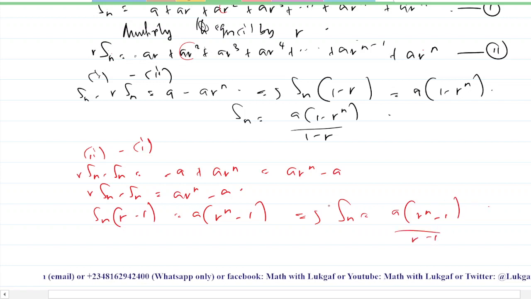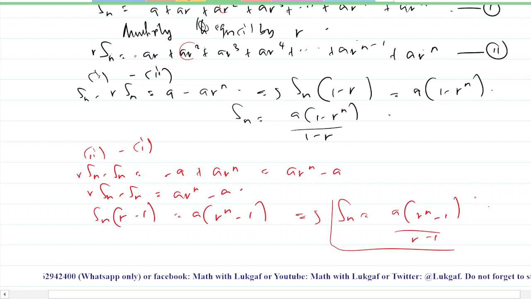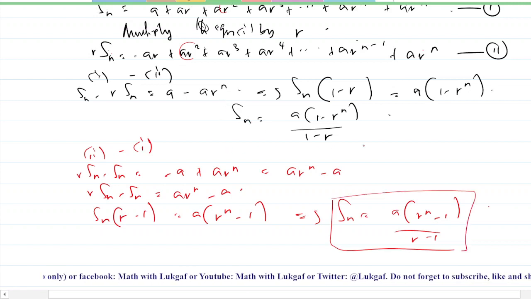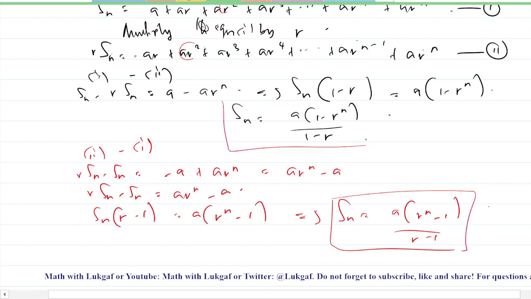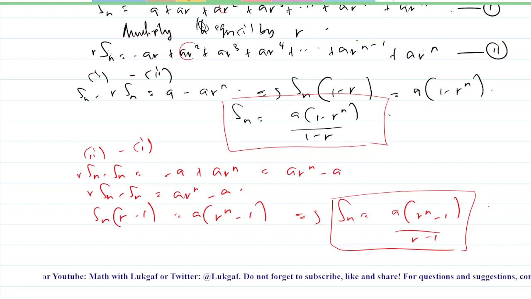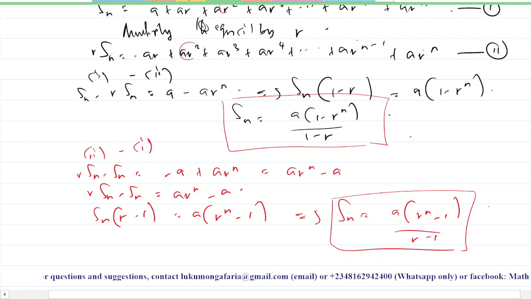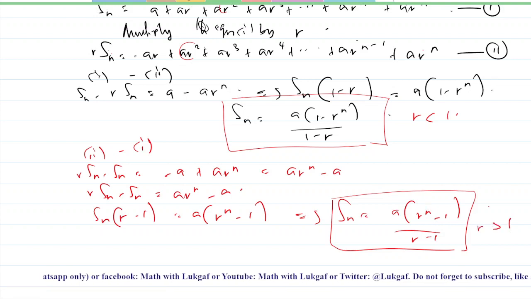So this is another formula. This one, this is another one. So you can use any of the formula. You understand now? So either of them works, but you have to use either of them based on the value of R. So here, if your R is less than 1, that is, if your R is not up to 1, you can use this guy. But if your R is greater than 1, you can use this formula. So please, you have to take note of that.